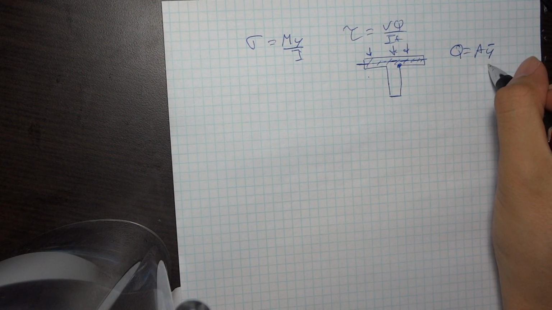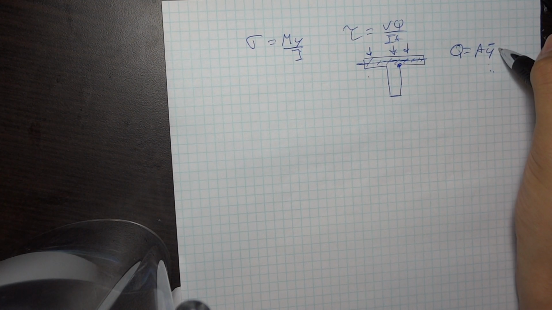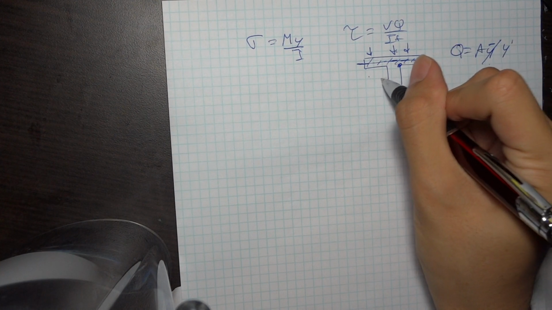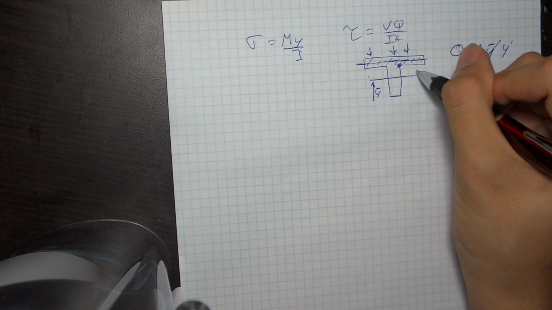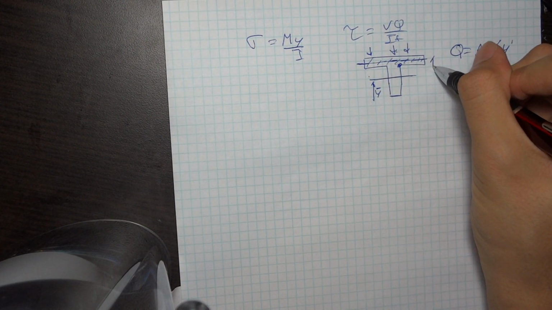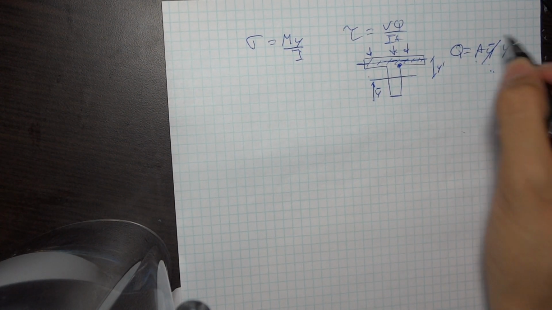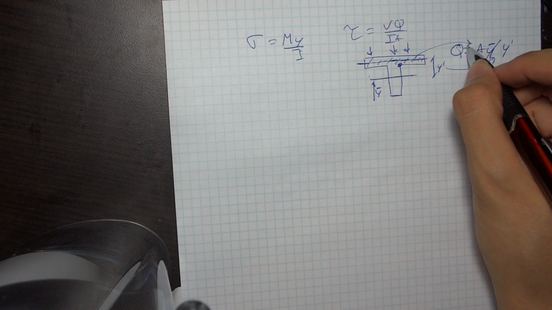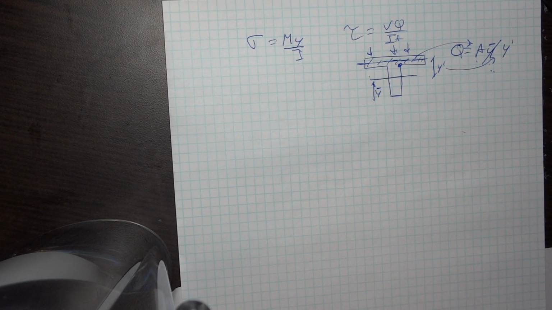Now this y bar that I drew here is not the y bar that's given to you. So I will call this y prime. This is y bar. Y prime is this distance, and that will be your Q. Q is this area times this distance. Yeah, that is pretty much all of it.